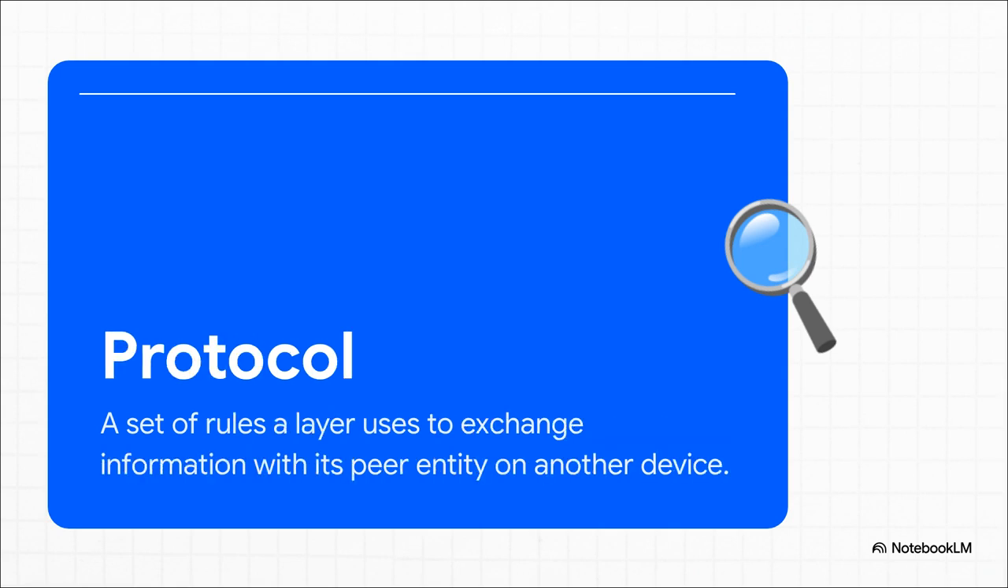Next, we have the protocol. This one's a big deal. The protocol is the shared language. It's a set of rules that lets a layer on your computer talk to the same layer on someone else's computer. So layer 4 on my machine uses a protocol to talk directly to layer 4 on yours, making sure they understand each other perfectly, no matter what's happening on the other layers.